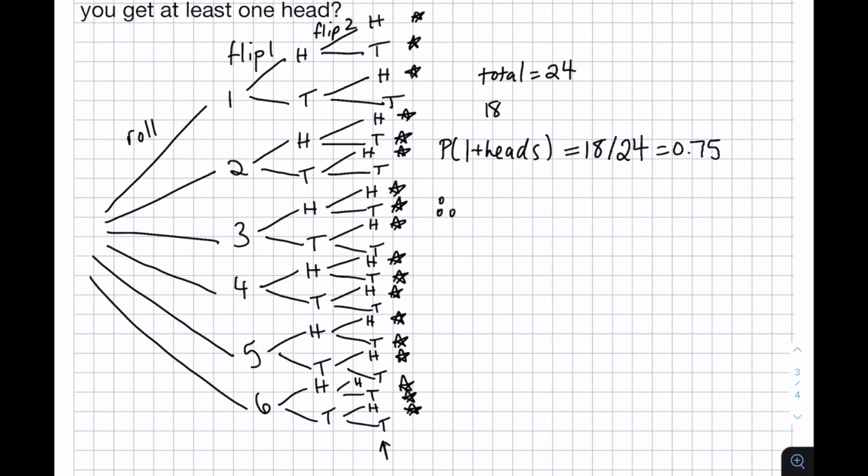So we can say the probability of getting at least one head is 0.75.